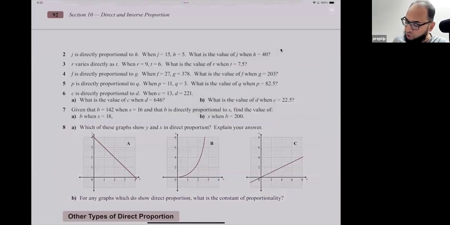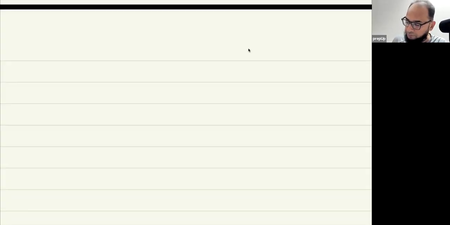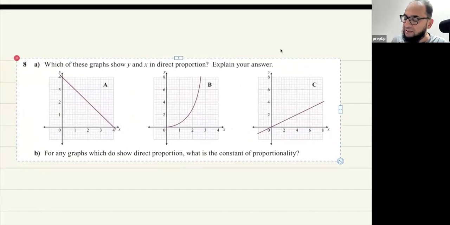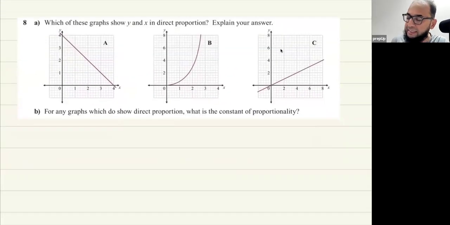Now this is a conceptual question. The question says, which of these graphs shows y and x in direct proportion? Explain your answer. So first of all, when we talk about direct proportion, if x increases, y increases, but this is the opposite. If x increases, y increases.